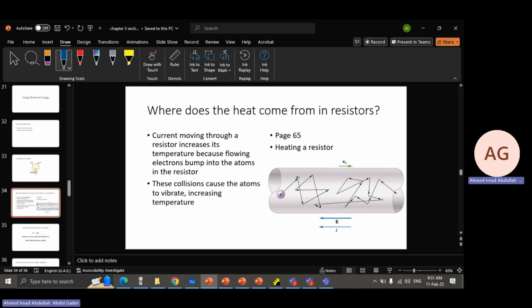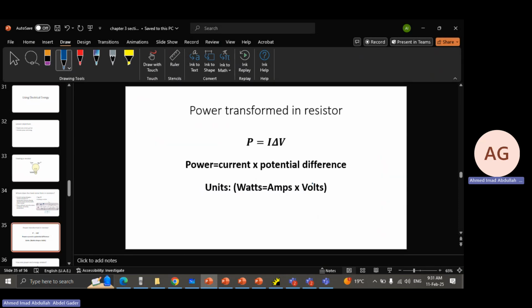There are atoms inside. When these electrons, charges, are flowing through the wire, they tend to bump into these atoms, transferring kinetic energy into the atoms. The atoms start to vibrate, and this vibration causes the release of heat. So the wires get hot. And obviously, the power transformed in a resistor in the form of heat is given by this formula.